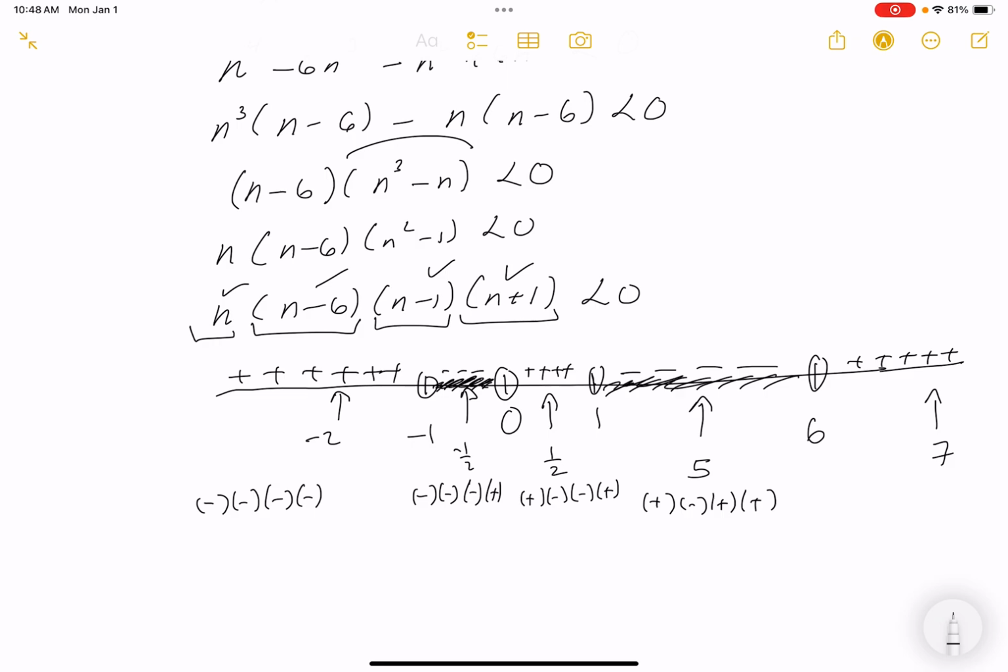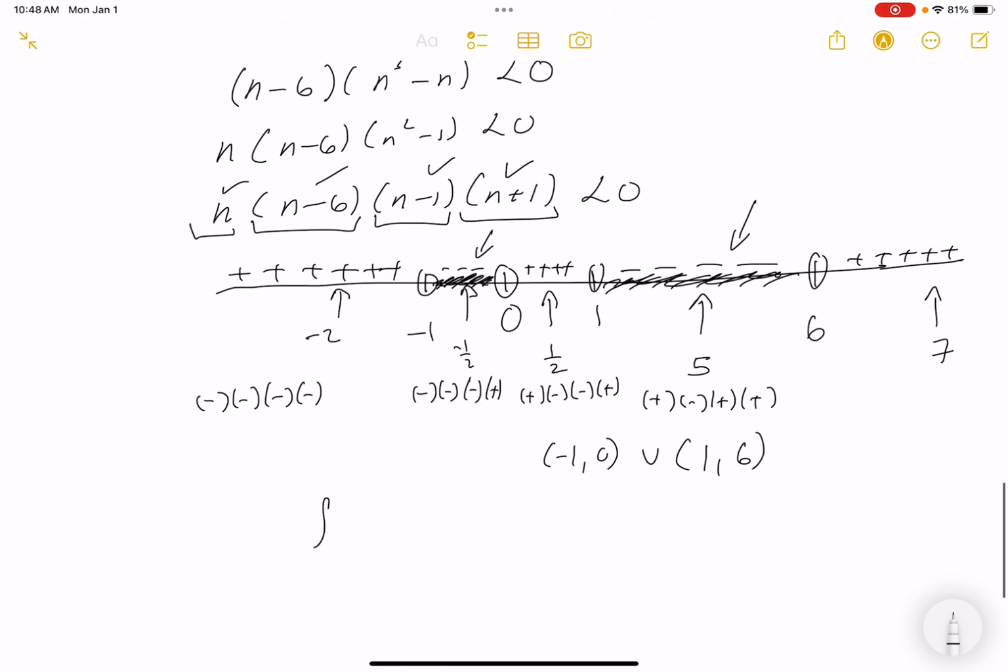Now, if this was a real value inequality, I would simply say minus 1 to 0, union 1 to 6. But this is asking for the integers. So what are the integers over here? By the way, there are no integers between minus 1 and 0, but there are integers between 1 and 6. And what are those integers going to be? 2, 3, 4, and 5.